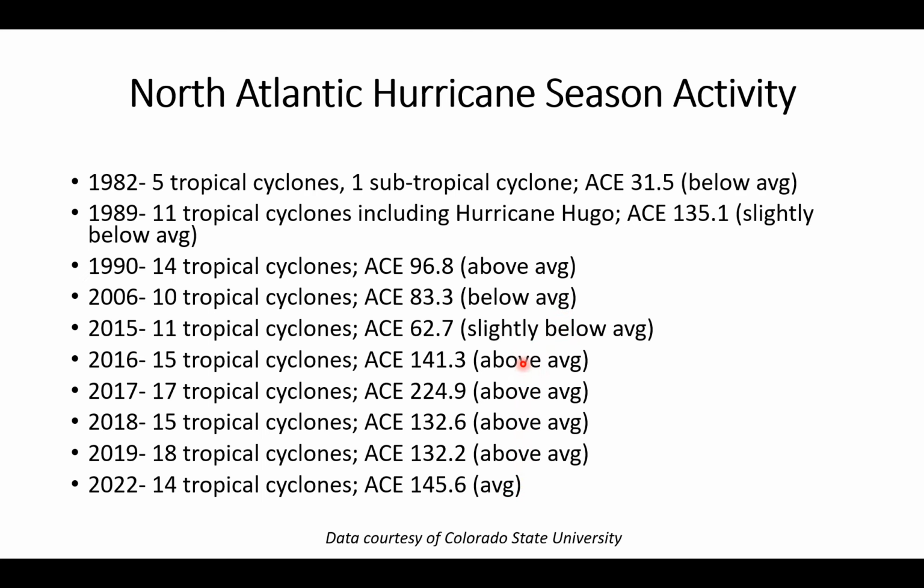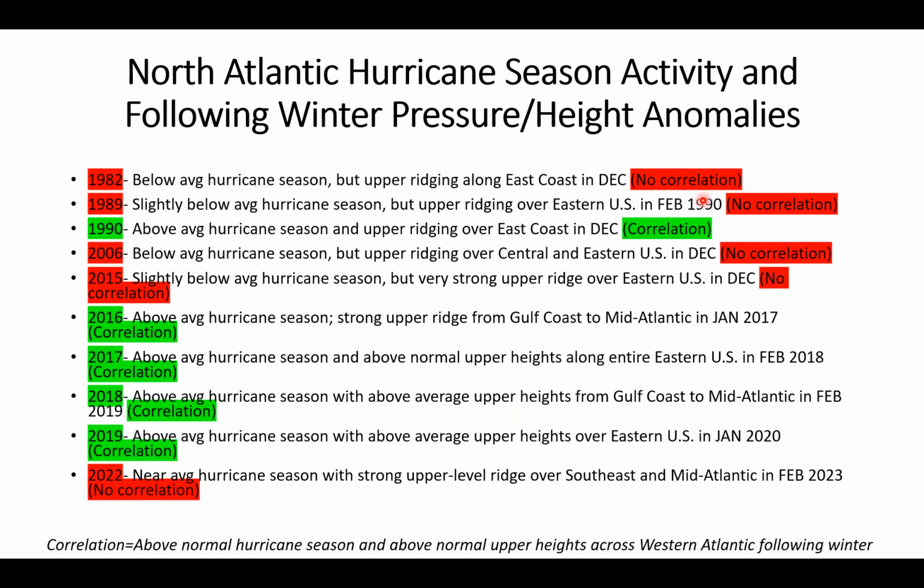We had an above average period from 2016, 2017, 18, and 19 were all above average years, right? And in 2022, we were at average. This is what I gleaned from that data, okay? The North Atlantic hurricane season activity and the following winter pressure height anomalies. When you see the red shading, the year, and then the results, you'll notice red is indicative of no correlation between the North Atlantic hurricane season and the following winter height and pressure anomalies, okay? So 1982, 89, 2006, 2015, and 2022 had no direct correlation between North Atlantic hurricane season activity, number of tropical cyclones, and the following winter height and pressure anomalies.